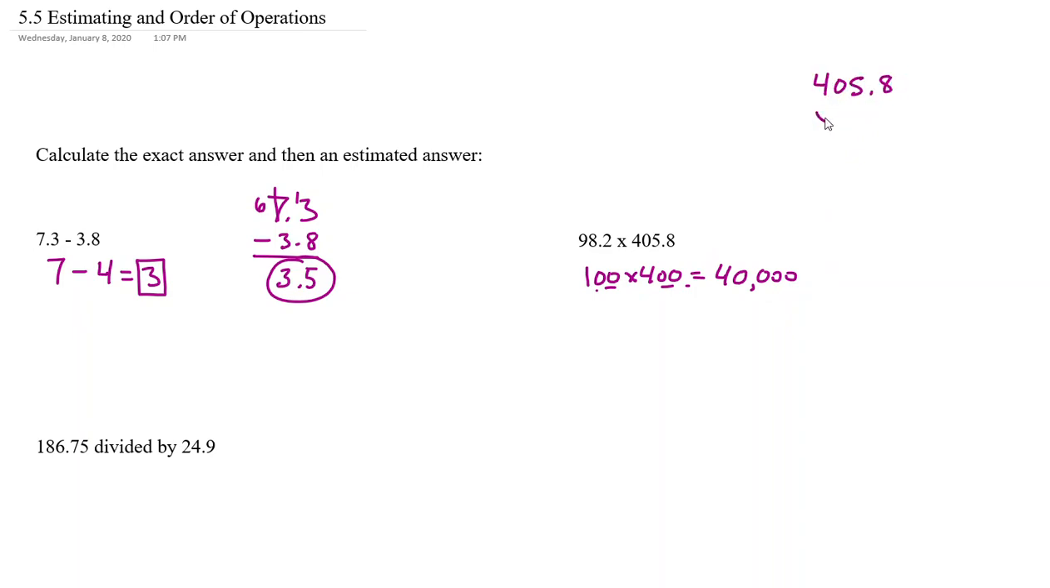405.8 times 98.2. So let's see. 2 times 8 is 16. Carry the 1. 2 times 5 is 10, plus 1 is 11. Carry the 1, but 2 times 0 is 0, plus 1 is 1. 2 times 4 is 8. Bring down a 0. 8 times 8 is 64. 8 times 5 is 40, plus 6 is 46. 8 times 0 is 0, plus 4 is 4. And 8 times 4 is 32.